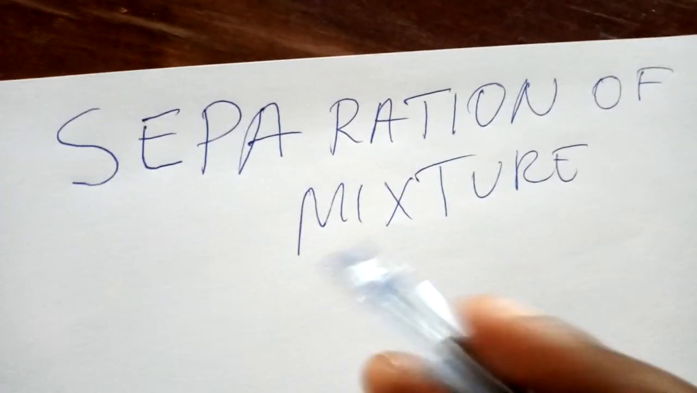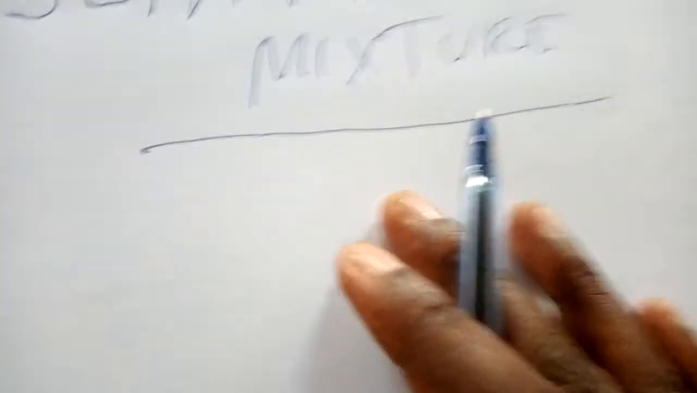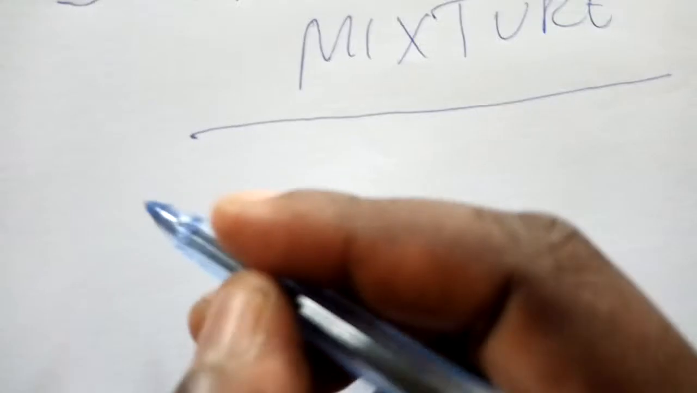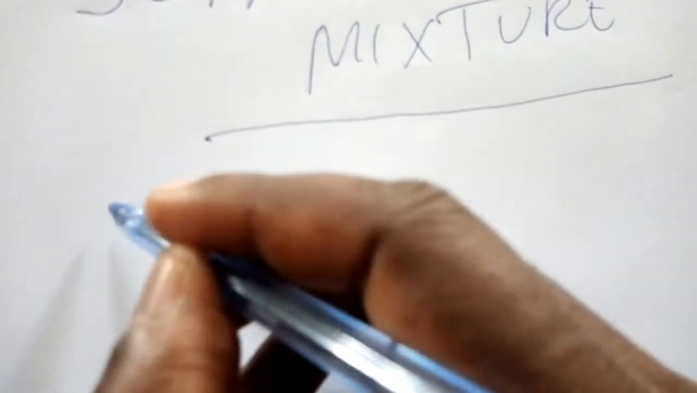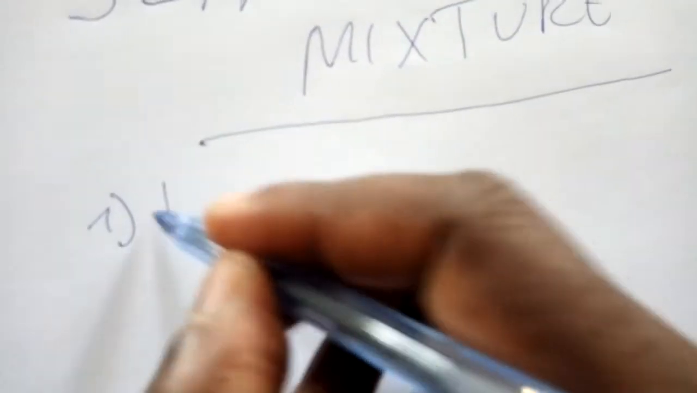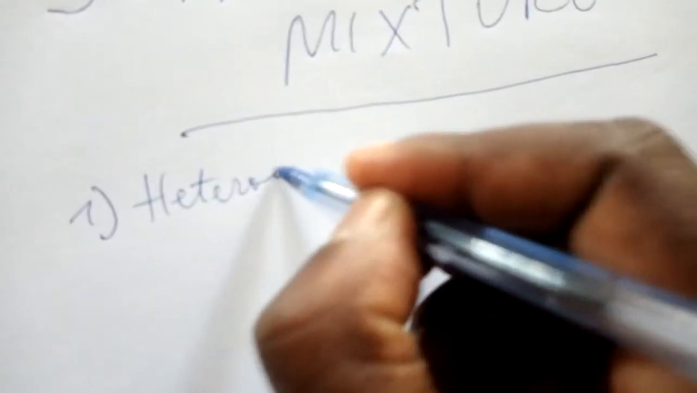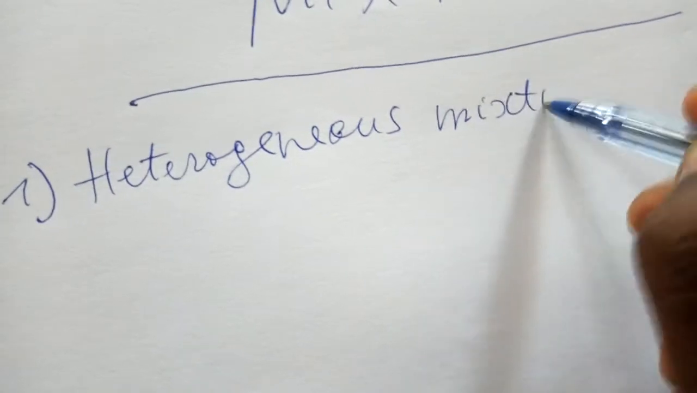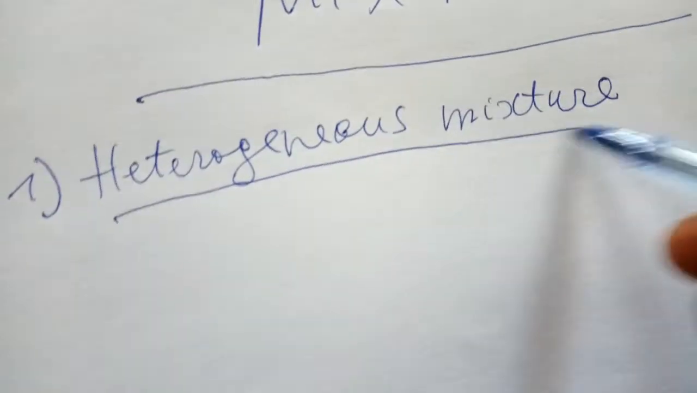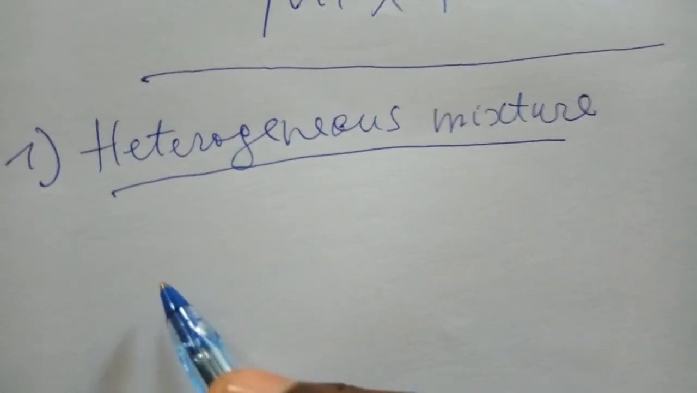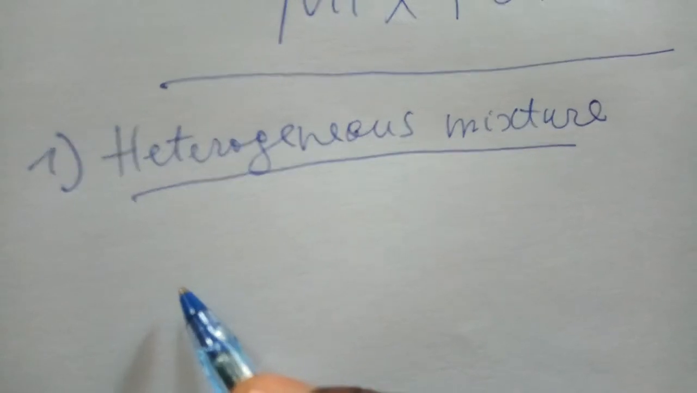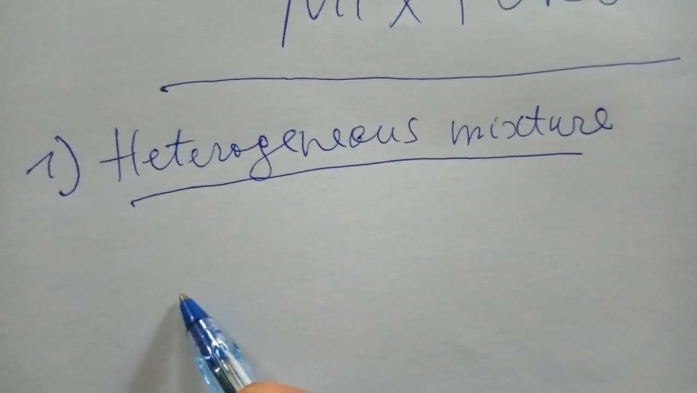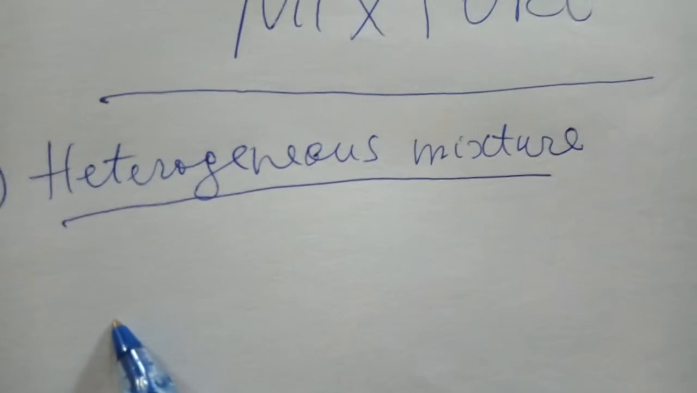Students, this lesson concerns separation of mixture. In separation of mixture, we start by separating heterogeneous mixture. A heterogeneous mixture is when the components of the mixture cannot be separated easily. It means that you cannot distinguish the components of the mixture.